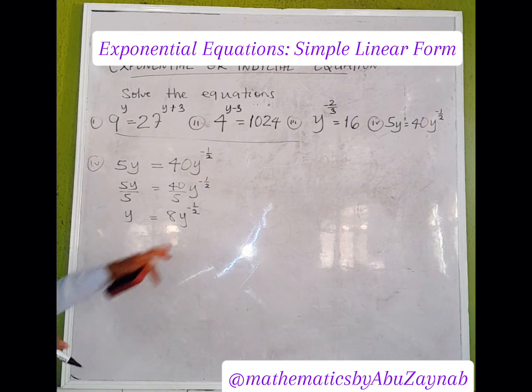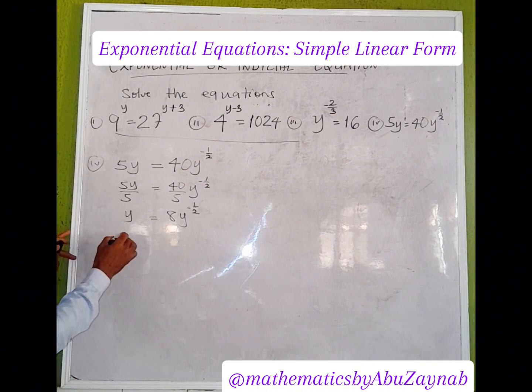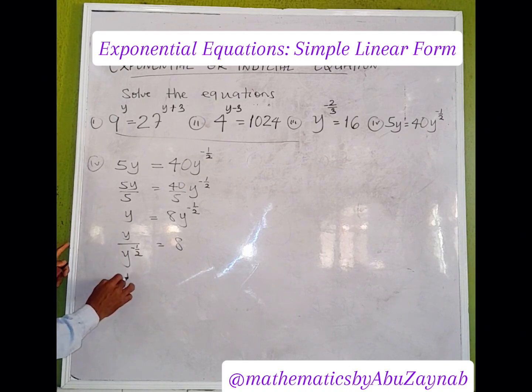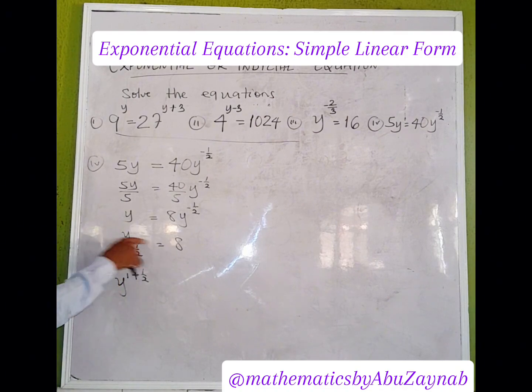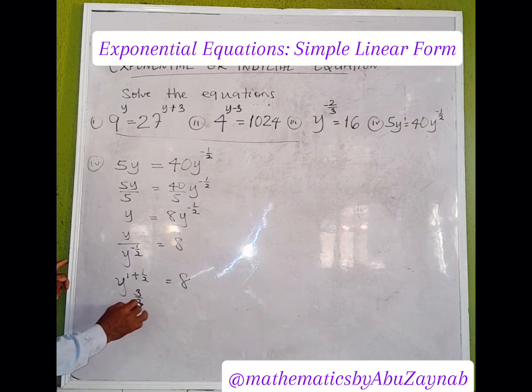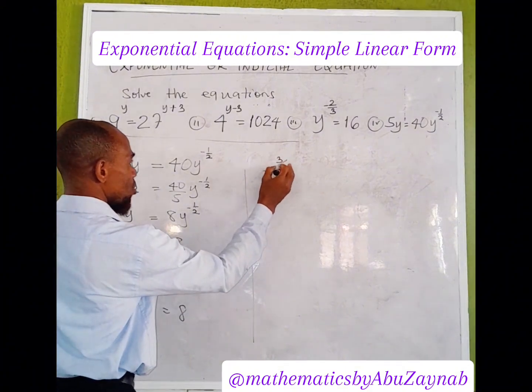The next thing is to divide both sides by y to the power minus half, so we have letters on one side and numbers on the other. So I'm going to have y divided by y raised to power minus half equals 8. By simplifying further using indices, this is 1 plus half. From the first law of indices, in our previous lessons, this power 1 here is 1. Division is minus. Then when this minus goes up, minus times minus becomes plus. So we have y to the power of 3 over 2, which is 1 plus half, equals 8.